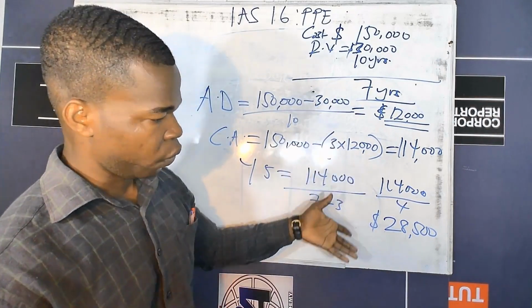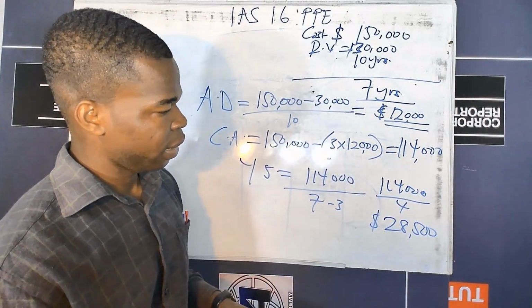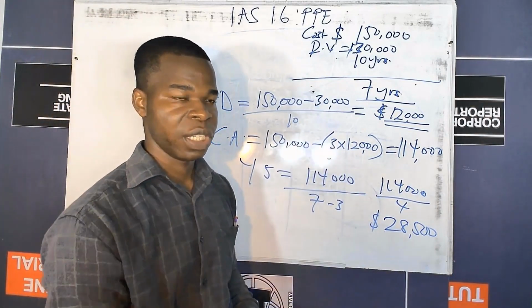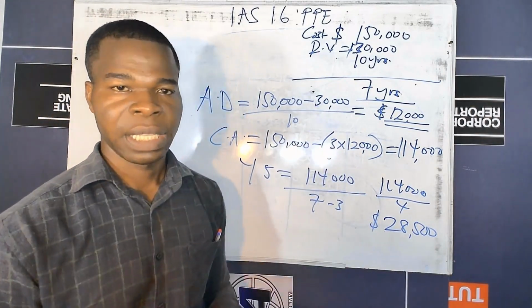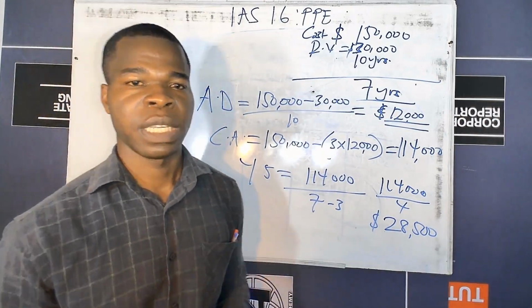So it's going to be the 28,500 for the year 5. That is going to be the depreciation that's going to be charged in year 5. So that is it for also review of the useful life of an asset.